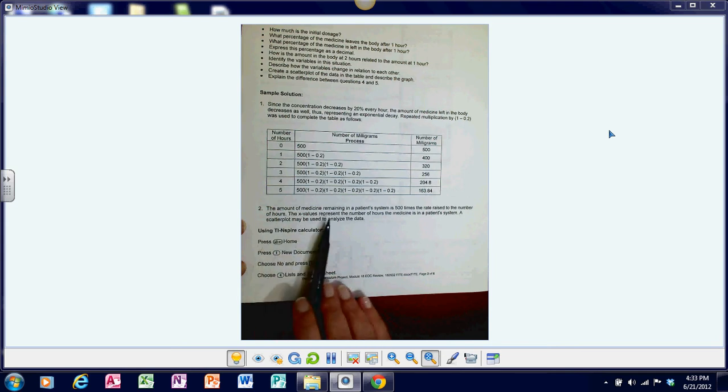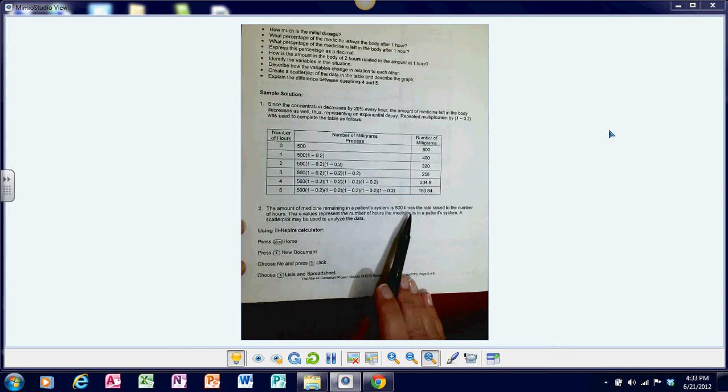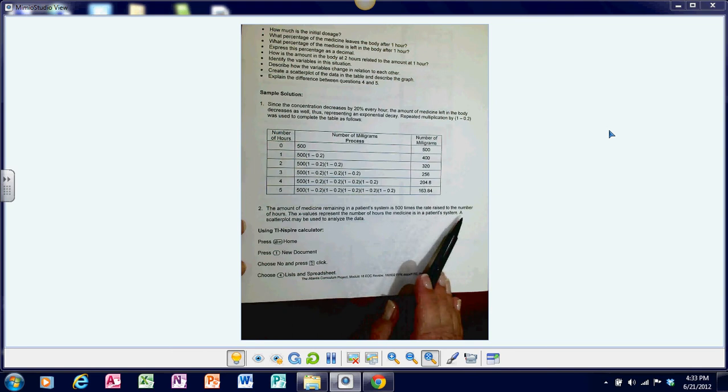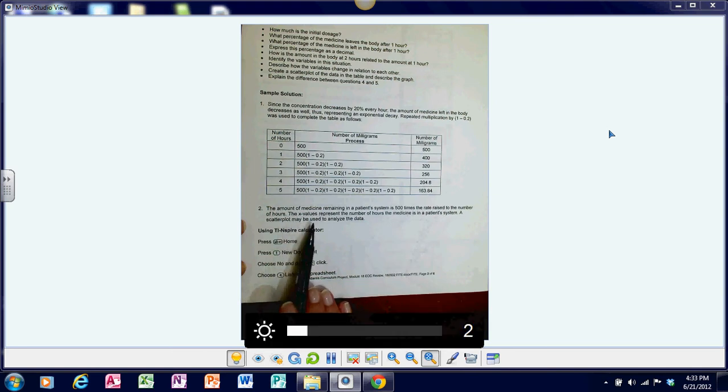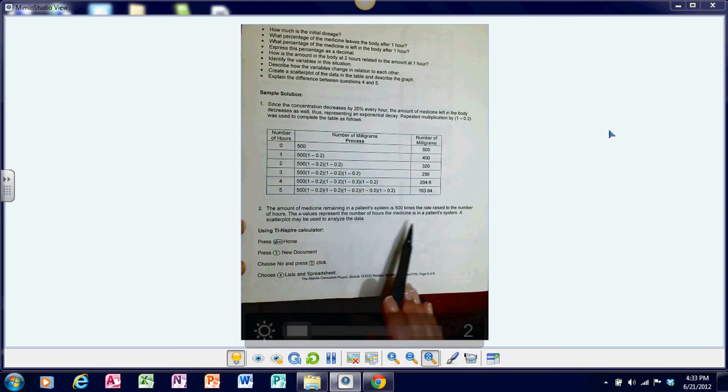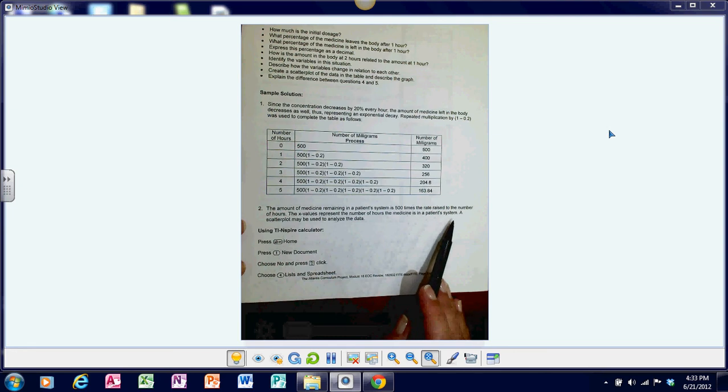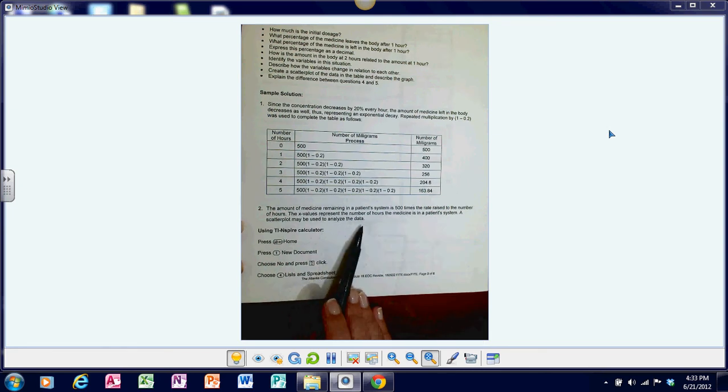We have the amount of medicine remaining in the patient's system is 500 times the rate raised to the number of hours. The x values represent the number of hours the medicine is in the patient's system. A scatter plot may be used to analyze the data.